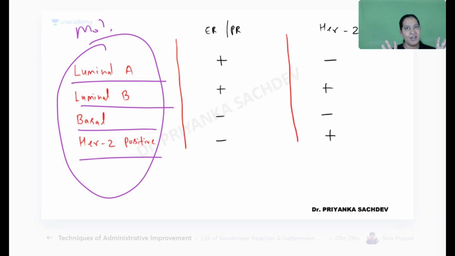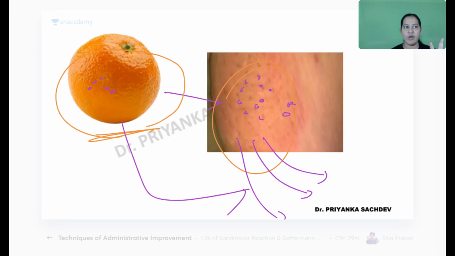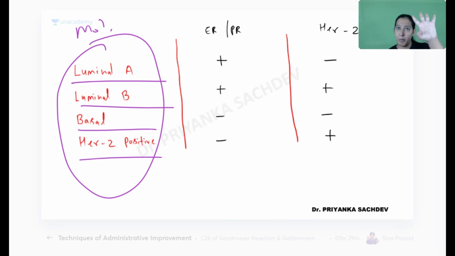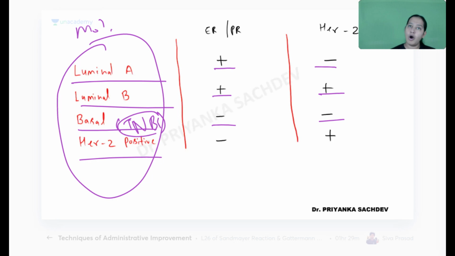So first, you are a surgeon. If any female comes to you with breast cancer, you have to operate on her. You have to take the tumor out and send it to the pathology lab. The pathologist will tell you whether she is ER/PR positive or negative, and whether she is HER2 positive or negative. So 4 possibilities are there. From the lab, the report can say she is ER/PR positive but HER2 negative. She is ER/PR positive, also HER2 positive. She is all negative: ER negative, PR negative, HER2 negative. It is known as triple negative because all 3 are negative. Triple negative breast cancer, TNBC. So 4 possibilities are there.